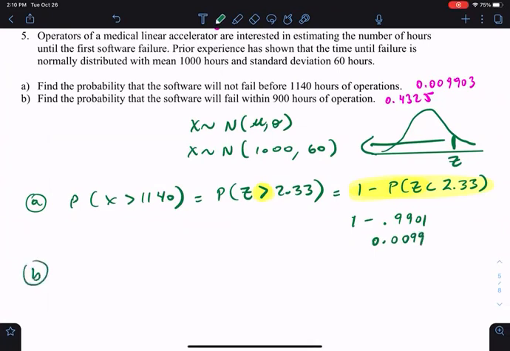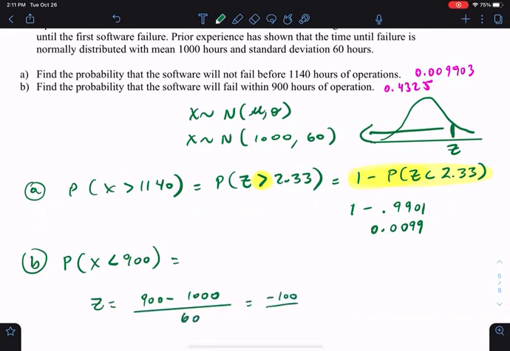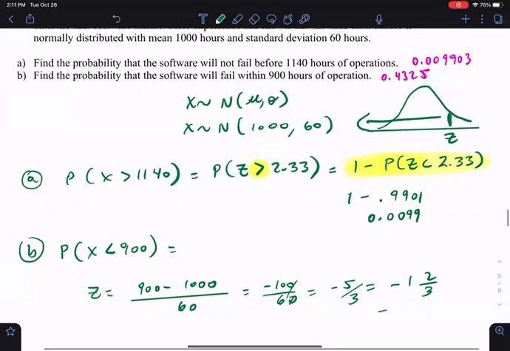Part B. Find the probability that the software will fail within 900 hours. So within 900 hours means this. We need to standardize it. So 900 minus the mean, over 60. So this is going to be negative 100 over 60. Cancel, cancel. Negative 5 over 3. It's going to be negative 1 2/3. So this is negative 1.66.